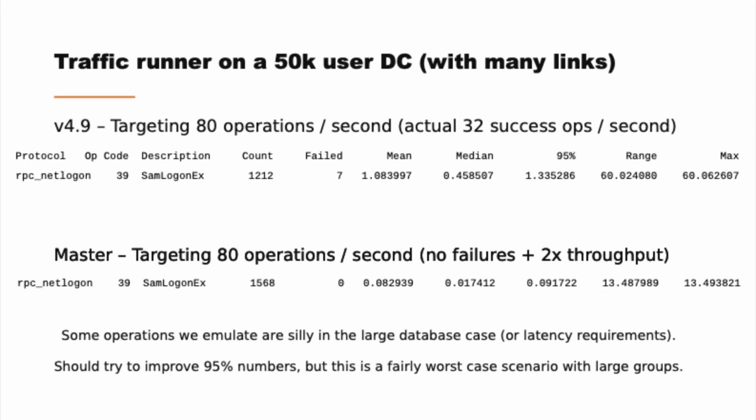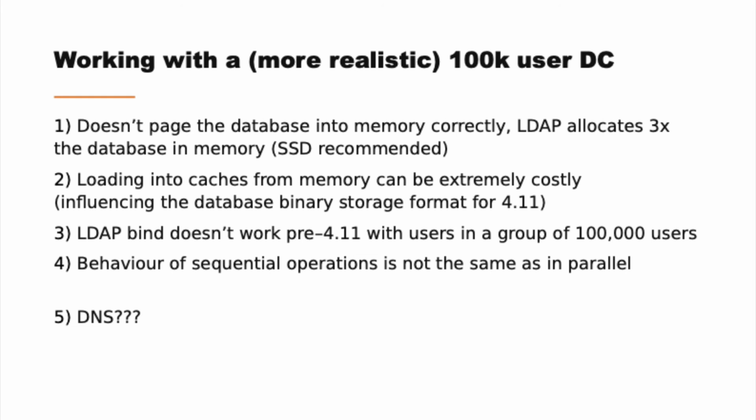But yeah, we should probably be trying to improve our 95th percentiles, but this is the worst case. And so there's a number of things that I think I've learned, at least, with trying to deal with a slightly more realistic 100,000 user DC. Originally when we tried running our operations, we didn't try very hard to emulate what a real domain might actually look like, or actually try to reproducibly run these things.